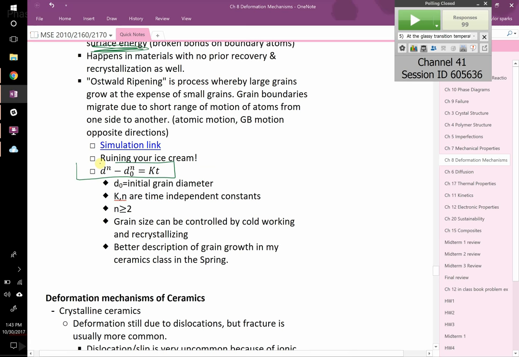where d^n, the grain size, raised to an exponent n, which is a constant for some material, minus d_0, your initial size, raised to the same exponent, equals kt. Just like before, n and k are constants for your material. You'd have to figure them out ahead of time, but once you know them, you can figure out how much something is going to grow. We're out of time, so we'll pick up here next time.